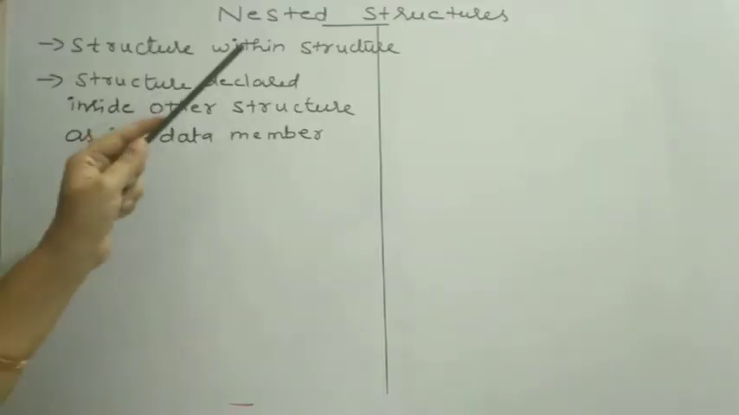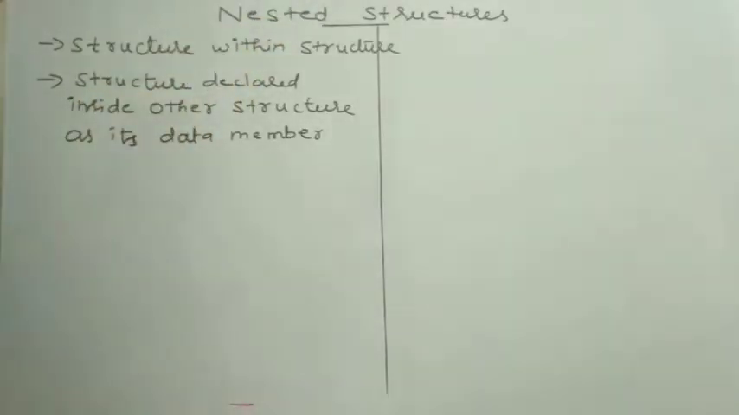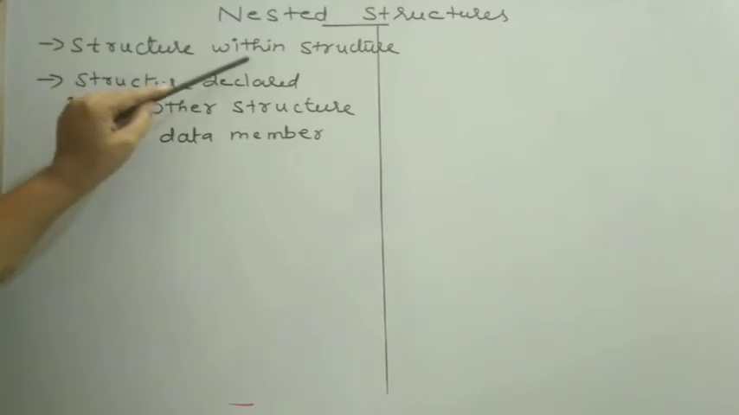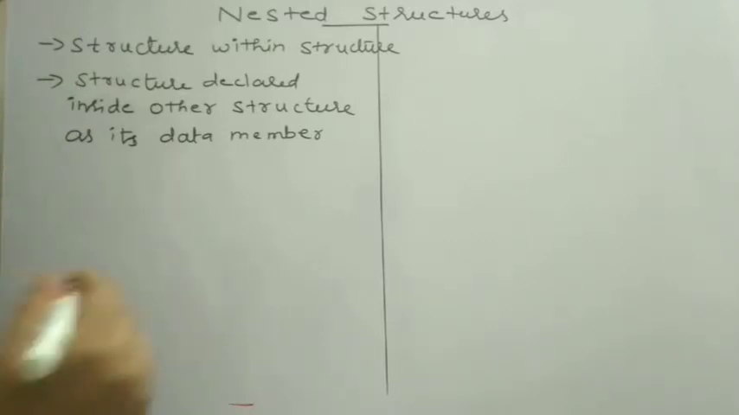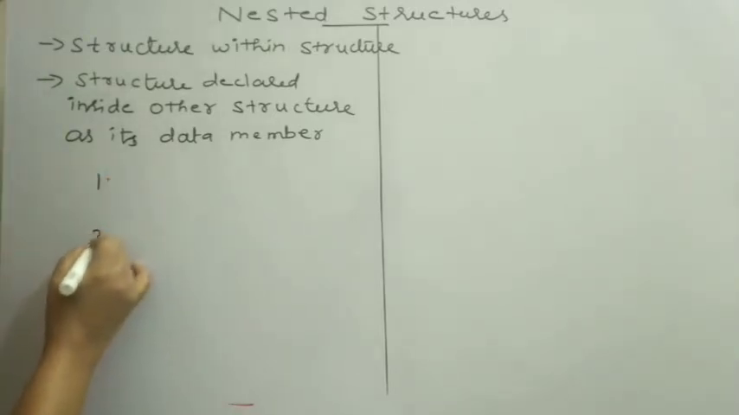In this video, I am going to explain the concept of nested structures in C programming. Basically, what is a nested structure? A nested structure is a structure within a structure, or else we may say nested structures are structures declared inside another structure as its data member. When we declare a structure inside another structure as its data member, those types of structures are called nested structures. We have two different methods to define our nested structure.